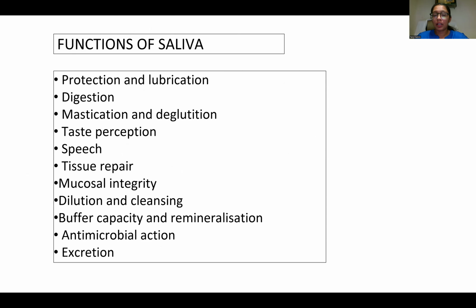Coming to the important thing, the functions of saliva. The functions of saliva are protection and lubrication, along with digestion, mastication, deglutition, speech, tissue repair, mucosal integrity, dilution, cleansing, buffering capacity, remineralization, antimicrobial action, and excretion. Coming to protection of the oral cavity, that is protection and lubrication.